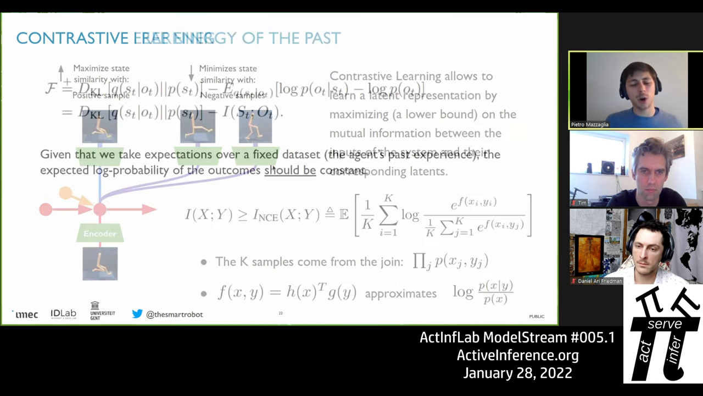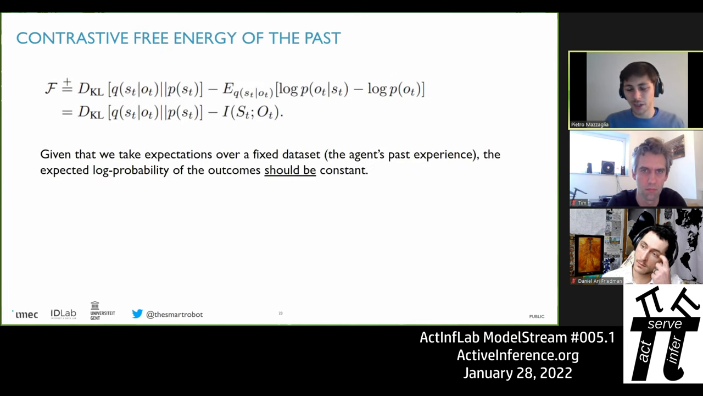So how do we transition from the free energy of the past that we have seen to our contrastive formulation? The first step that we do is adding to the free energy functional a term that we assume to be constant, which is the entropy of the observation. How can we assume that the entropy of the observation is constant? In machine learning, we generally have a data set from which we sample our observations about the past.